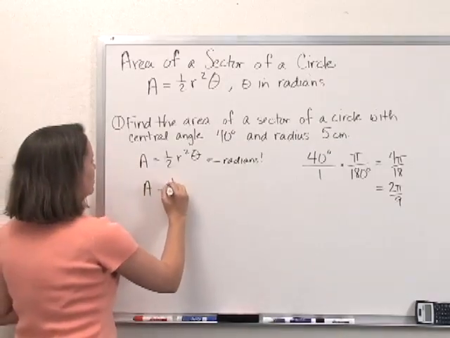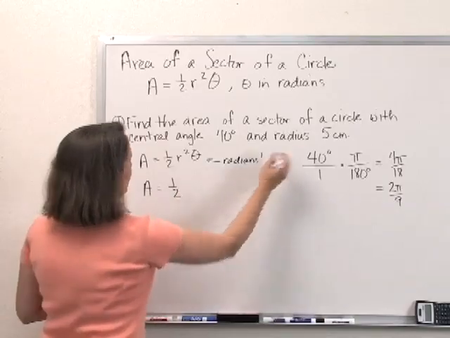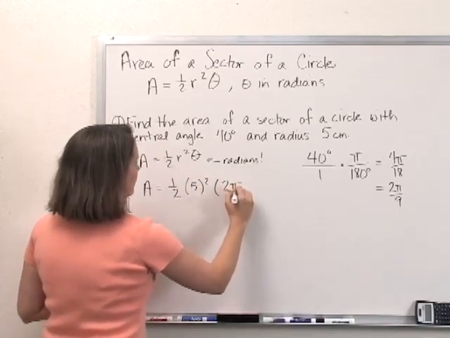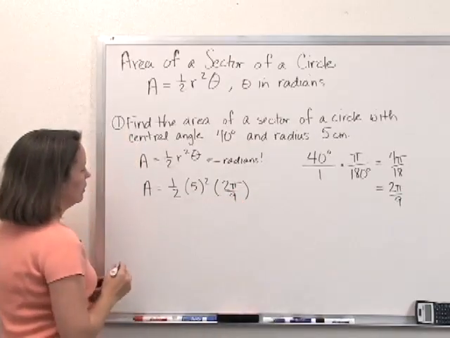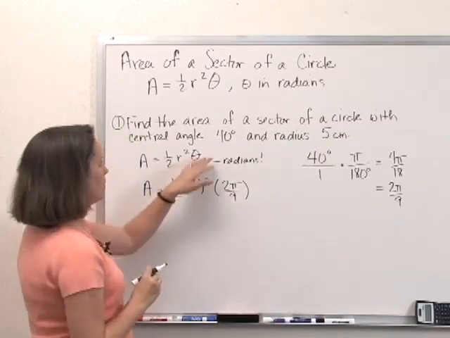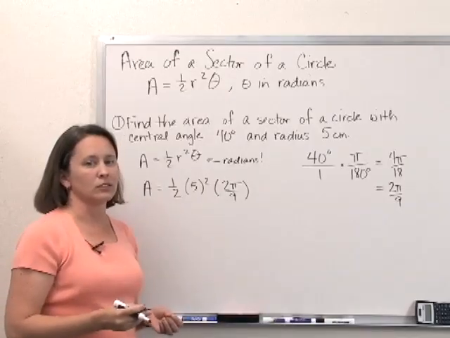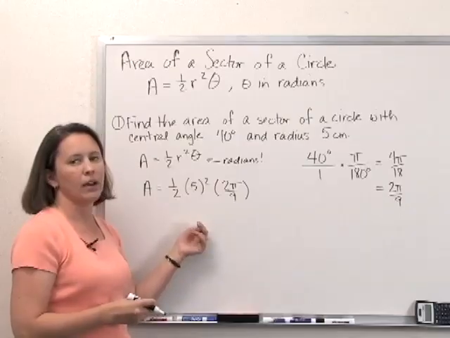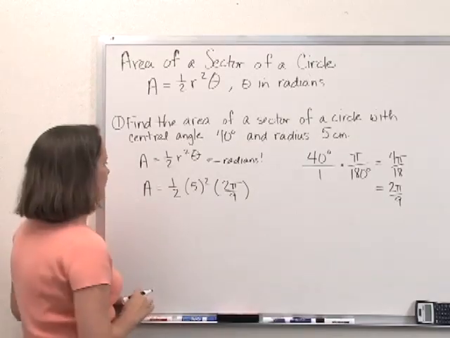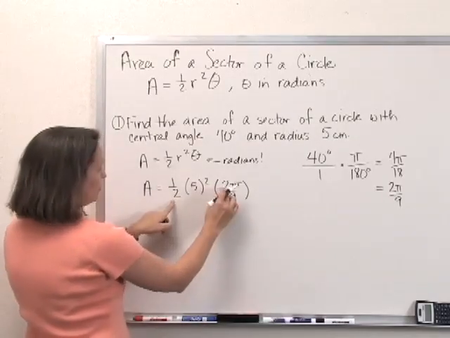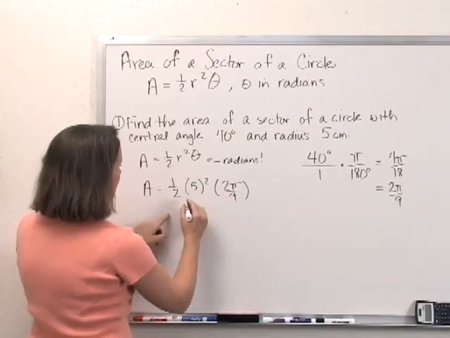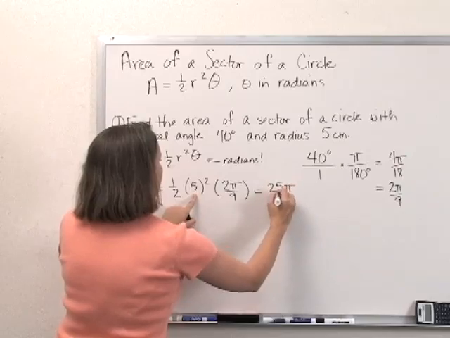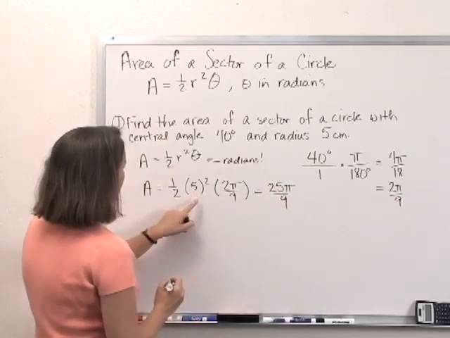The area is 1/2 the radius, which is 5 squared, times 2 pi over 9. Now I should stop here because my instructions didn't really tell me how to leave my answer. So we're going to start by giving an exact answer that's left in terms of pi, and then we'll approximate it if we need to later. Okay? All right, so what can we do? Well, 1/2 times 2 is 1. So I can write this as 25 pi over 9.